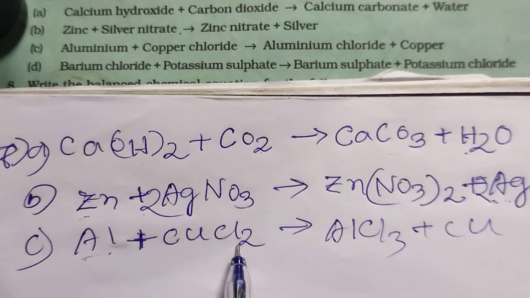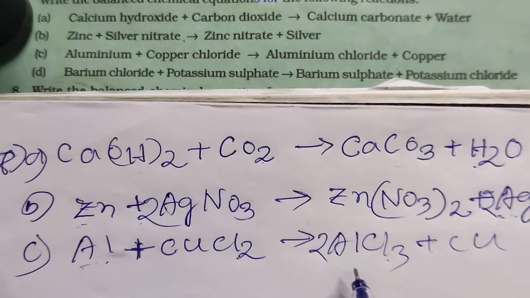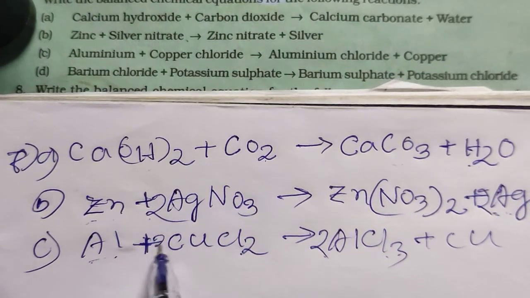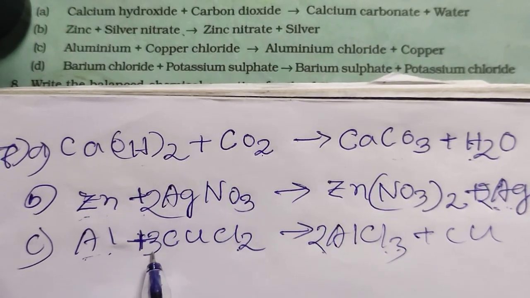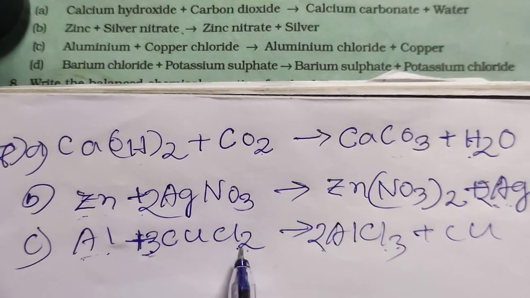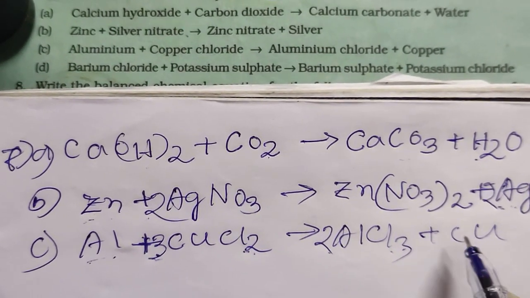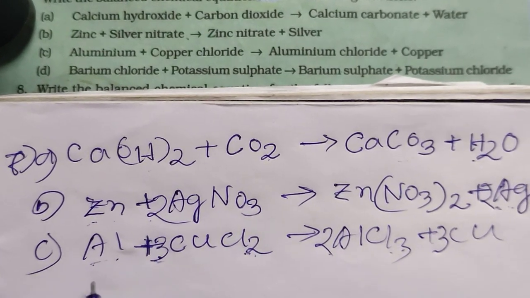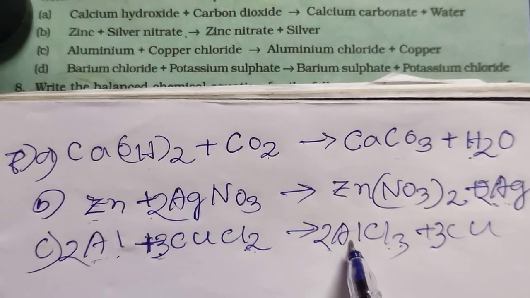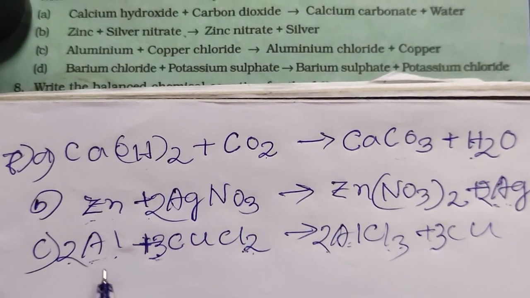Here the number of chlorine is 2, here 3. So you should put 2 here to get the number 6, that is 2 times 3 is 6. Here we also put the digit 3 so that we can get the number of chlorine as 6, 3 times 2 is 6. Here the number of copper is 1, that is why you should put the digit 3. Next, here you should put 2, because the number of aluminium on the product side is 2, that is why you should put the digit 2 here.